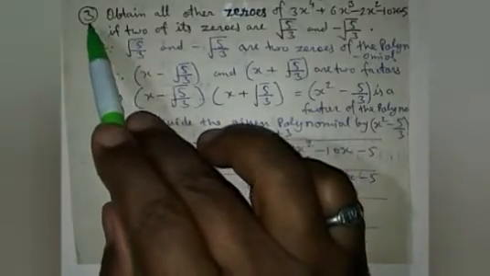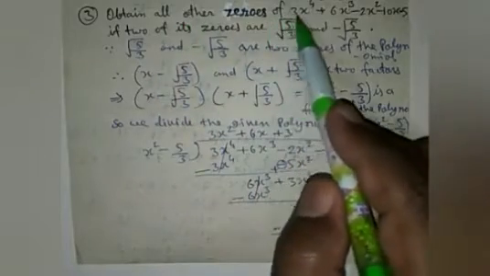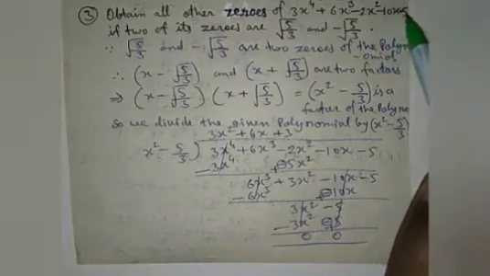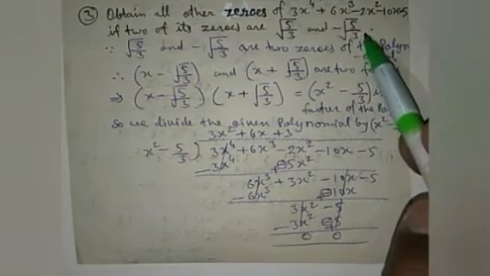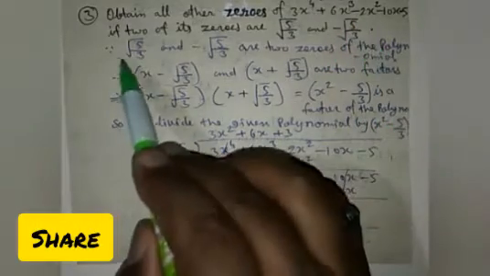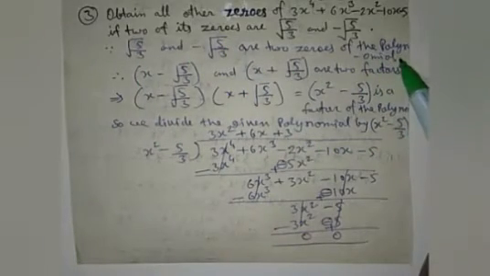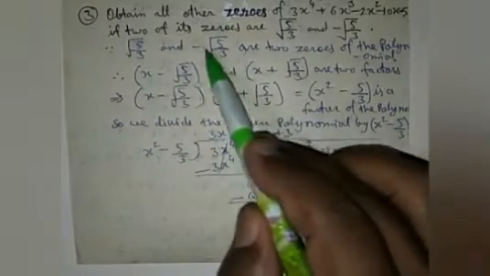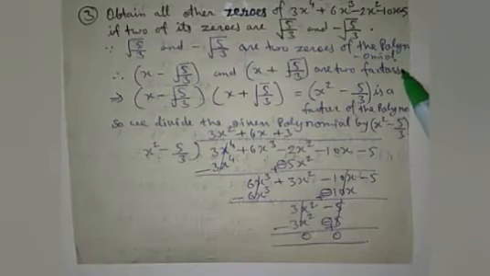In the third question, it is similar to example number 9. Here obtain all other zeros of 3x power 4 plus 6x cube minus 2x square minus 10x minus 5 if two of its zeros are root 5 by 3 and minus root 5 by 3. So here, since root 5 by 3 and minus root 5 by 3 are two zeros of the polynomial, hence x minus root 5 by 3 and x plus root 5 by 3 are two factors of the polynomial.